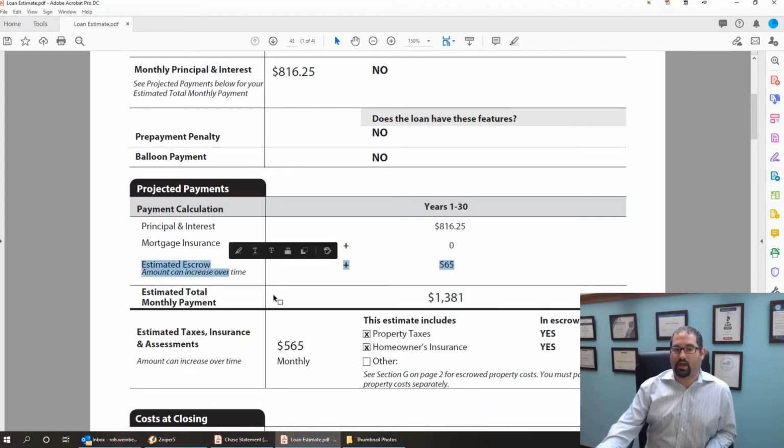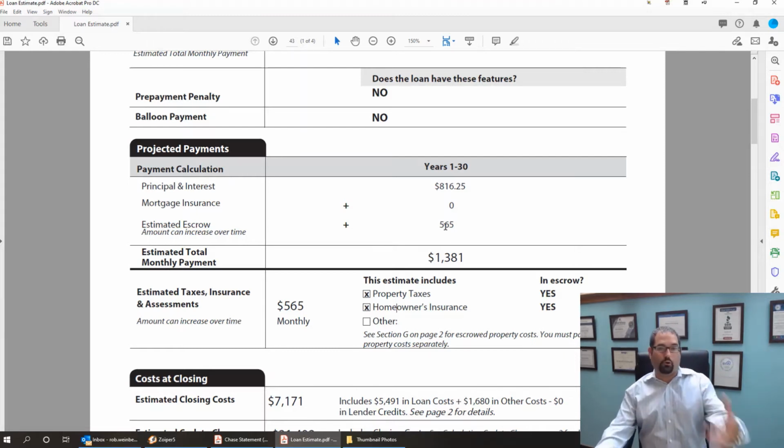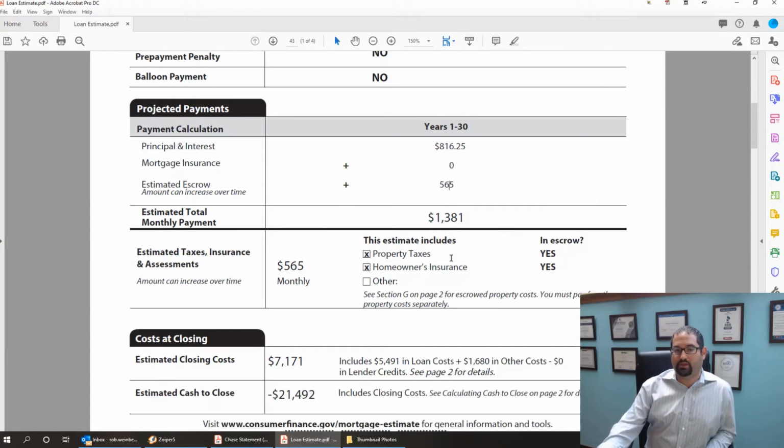And then your estimated escrow. So this is typically going to include both property tax and insurance. Depending on how your loan officer structured the loan, it may include only insurance or only taxes. But for most people, it's going to include both if you're escrowing. So this is going to be the amount for both property tax and insurance in this case. And this is the total. So if you add up these three lines together, this is your total estimated monthly payment.